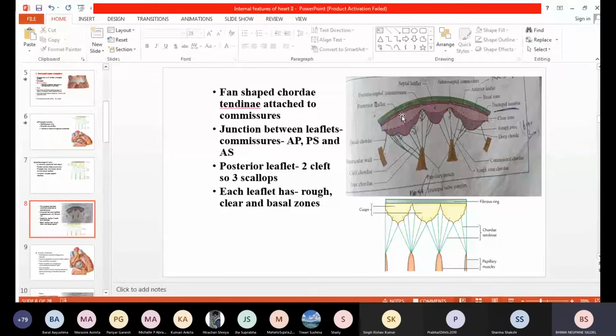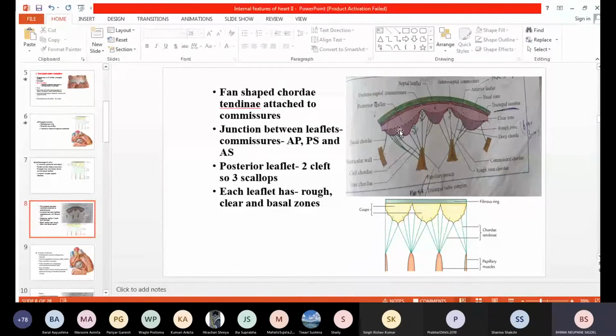This is the basal side, which rests towards the fibrous annulus. This is the basal side of the cusp, whereas the rough part is facing towards the cord-like structures. This is the rough side, or the apical side, of the cusp or the leaflet.